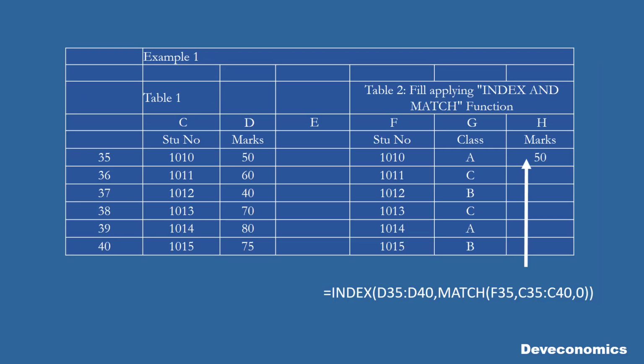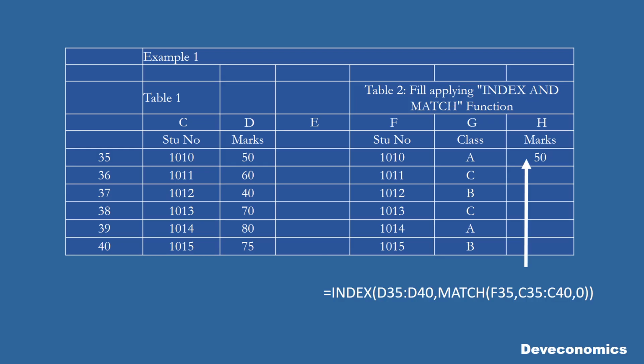Now let's look at how to use the INDEX and MATCH functions in a practical example. Here in table 1, in column C you have student number and in column D you have marks. You have data from rows 35 to 40. In table 2, in column F you have student number, column G you have class, and column H you have marks. You need to get marks for column H in table 2 from column D in table 1.